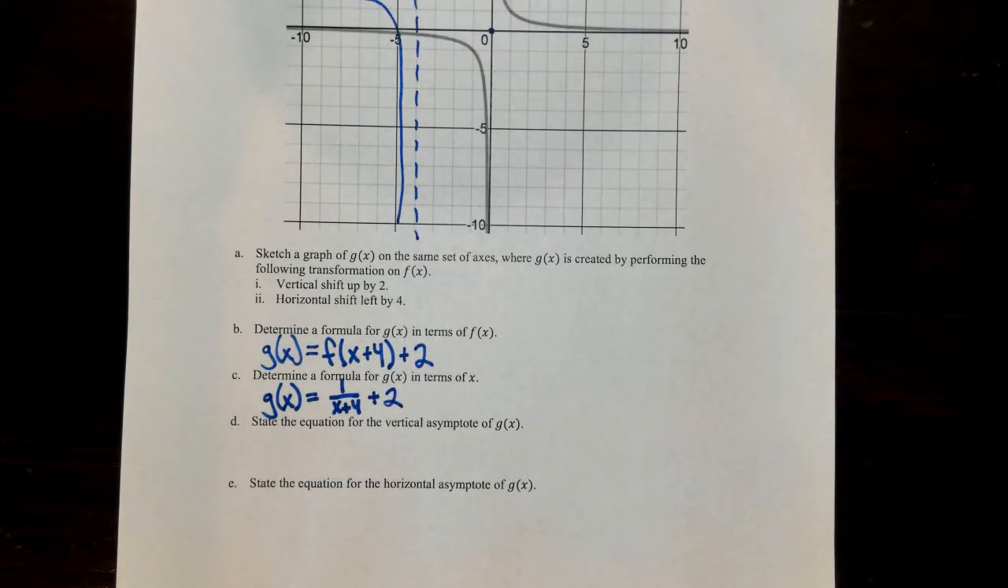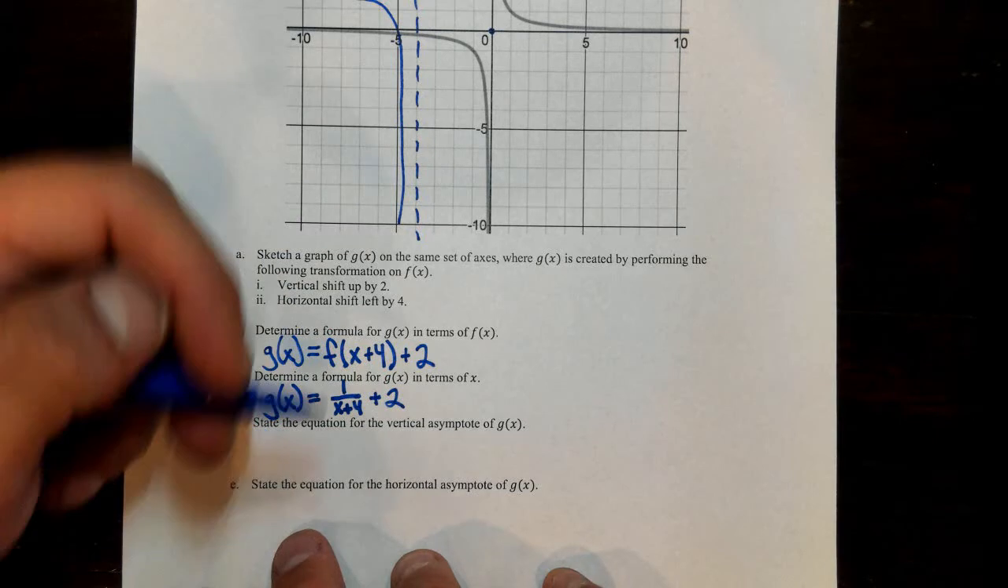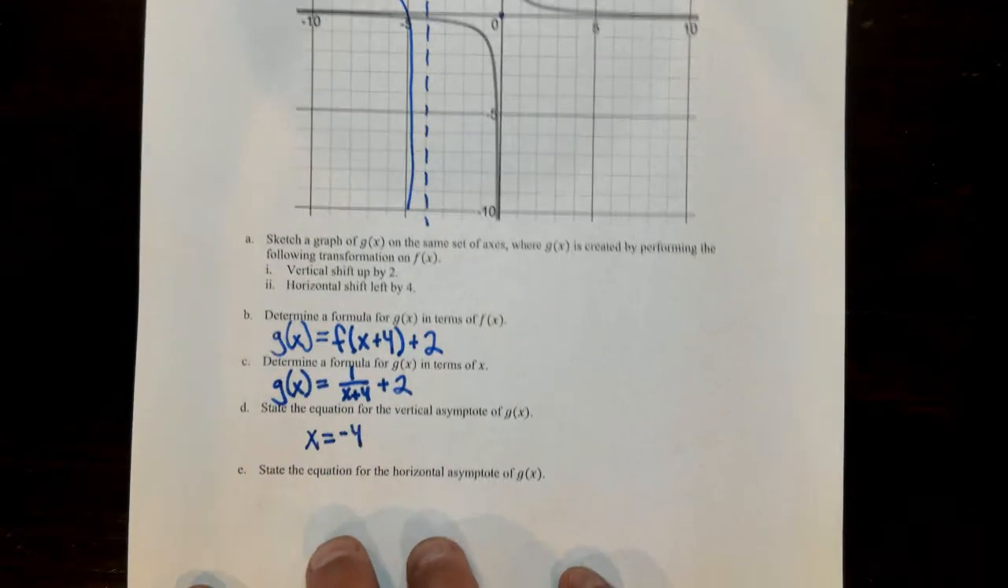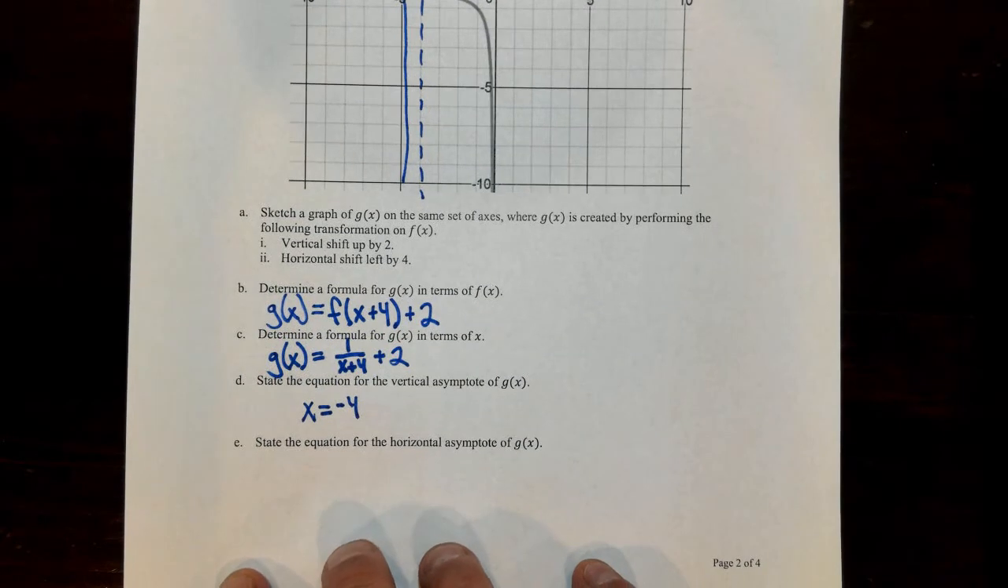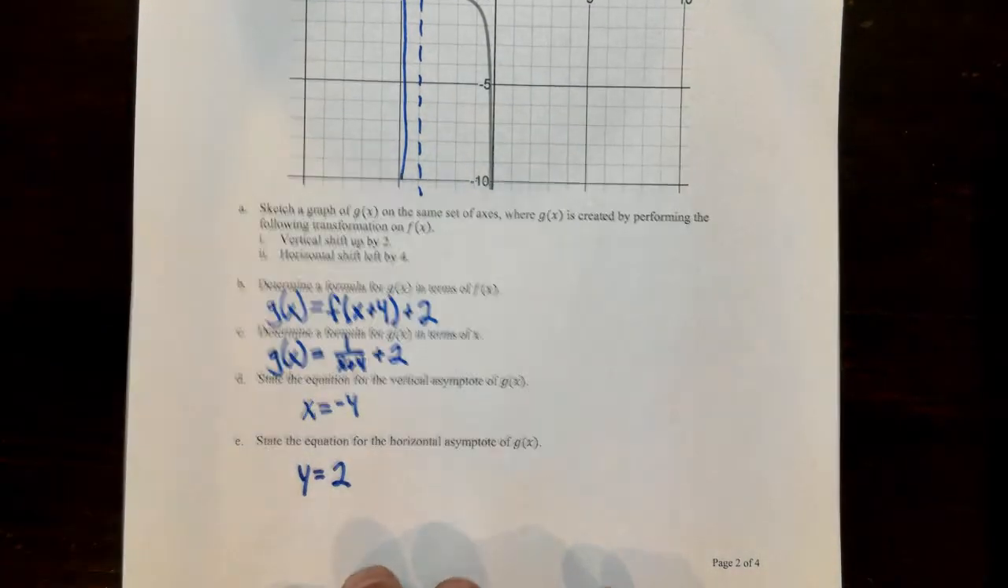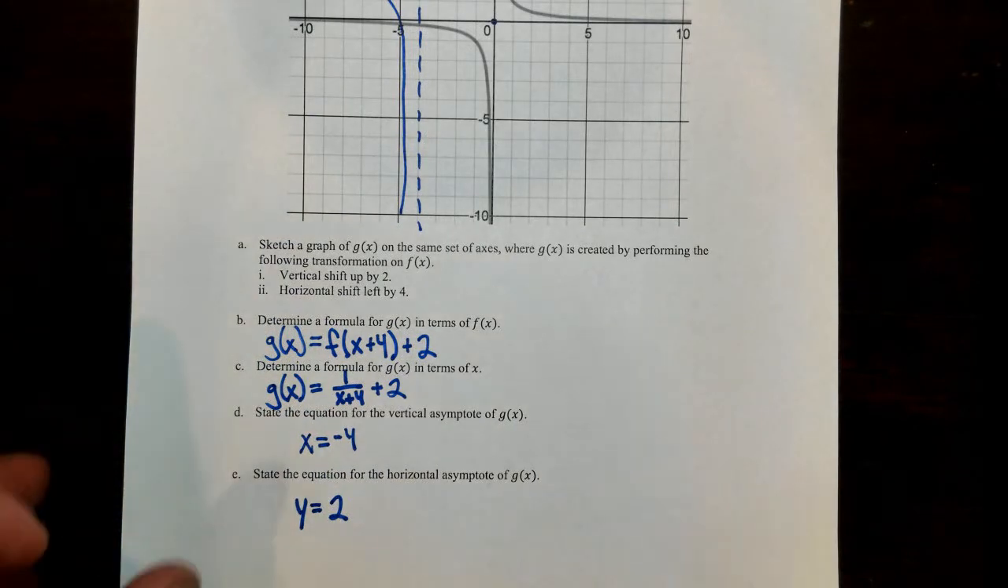And then D, state the equation for the vertical asymptote of g of x. Well, we discussed that. That's at x equals -4. And then state the equation for the horizontal asymptote of g of x. And that's going to be at y equals 2. All right. Moving on here.